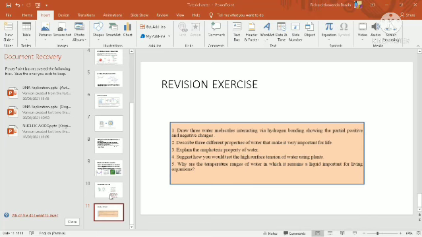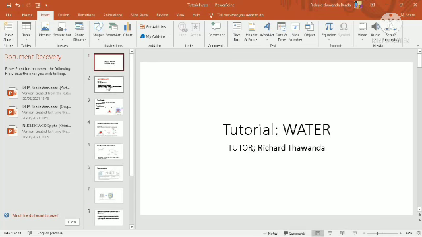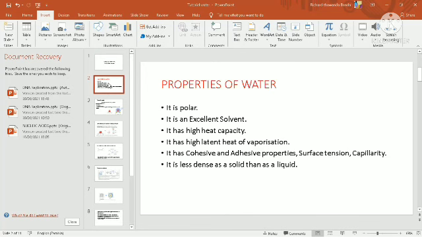That brings us to the end of our discussion on water. Thank you very much, and hopefully it has been helpful. In this discussion, we've talked about the properties of water which make it essential for life. We explained its structure and the hydrogen bonding, and we've covered the revision questions. Thank you very much.